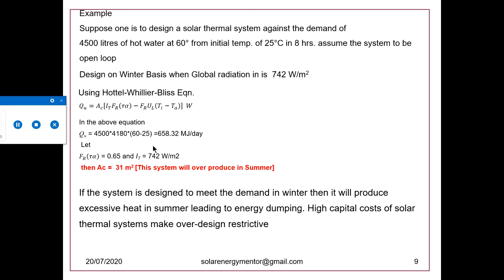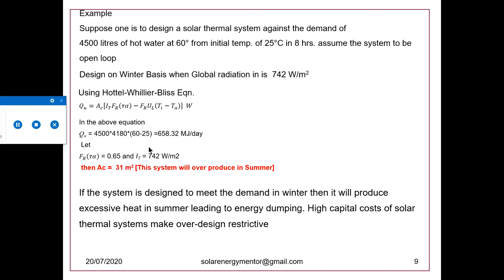For example, suppose one is to design a solar thermal system against the demand of 4500 liters of hot water at 60 degrees Celsius. Okay, and that water is heated from 25 degrees Celsius to 60 degrees Celsius in 8 hours. Now assume the system to be open loop. Okay, as we have seen previously, the system is open loop. Now design on winter basis.